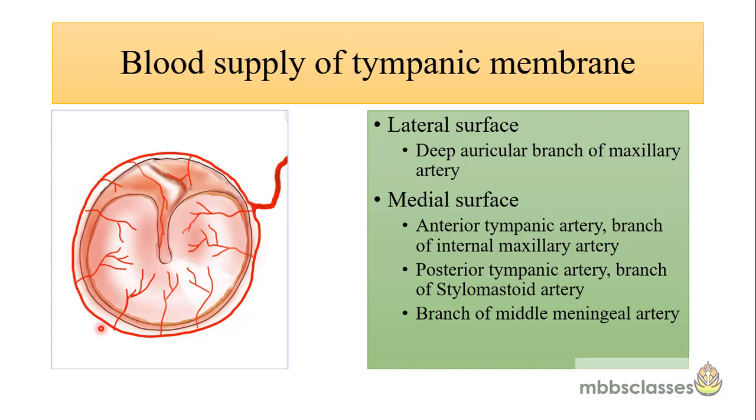This is the circumferential arrangement of the vessels, and the vessels which run along the handle of the malleus are known as the manubrial branch. If you see the fibers of the tympanic membrane and the blood supply of the tympanic membrane, the arrangement or the pattern is more or less similar.